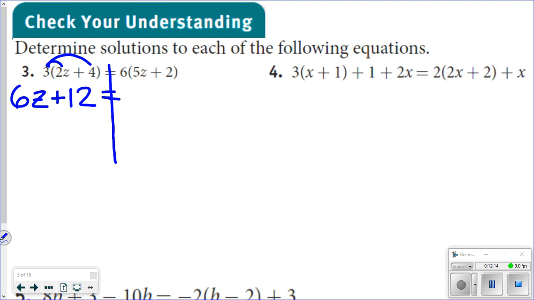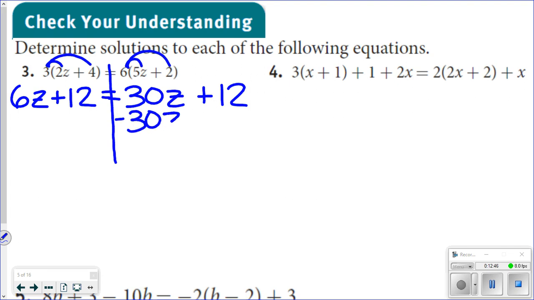I can't combine any like terms, so I'm going to move on. 6 times 5z is 30z. 6 times 2 is 12. I can't tell if this is no solution or infinitely many solutions yet, so I'm going to keep solving. I want my z terms together, so I'm going to decide to subtract 30z. Subtract 30z.